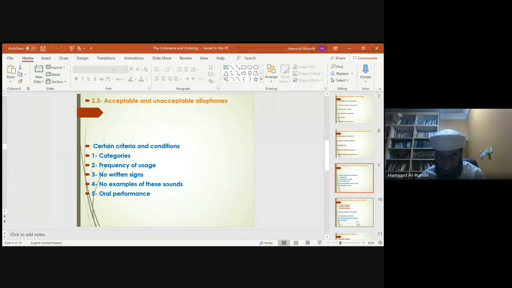There are no written signs for these sounds in these treatises, which studied phonetic issues. Moreover, these treatises present no examples of these sounds to clarify the manner of their articulation within words, sentences, or contextual structures. These treatises also stipulated oral performance to identify the pronunciation of these sounds.